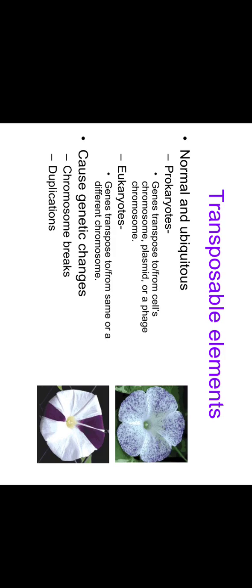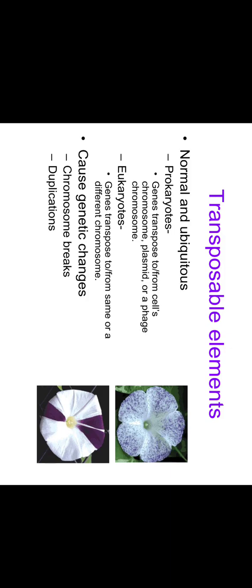So, what are transposable elements? Transposable elements, in simple language, mean that they can transfer from one gene to another gene. Transposable elements are also known as jumping genes, selfish genes, junk genes or junk elements. These are present in both eukaryotes and prokaryotes.